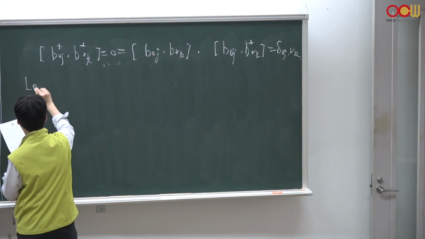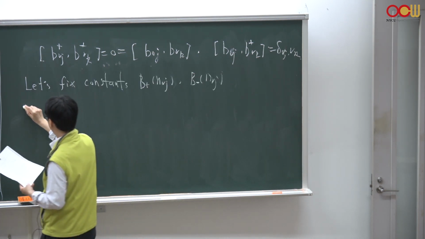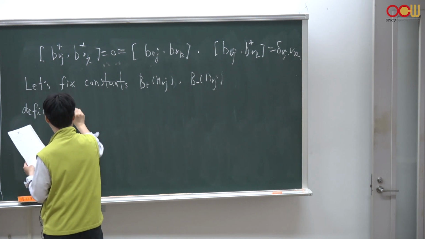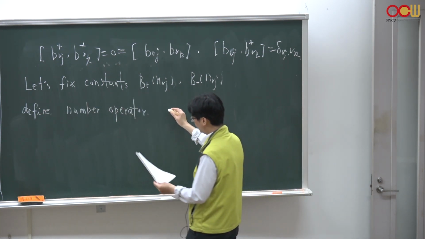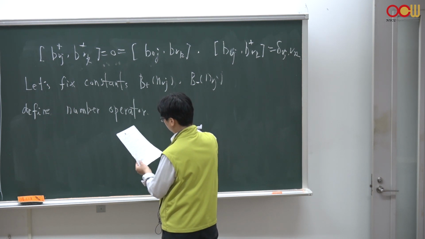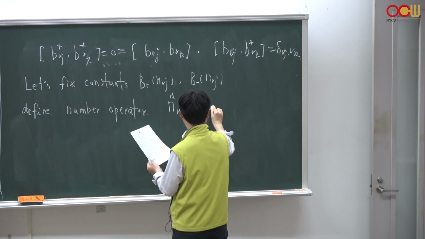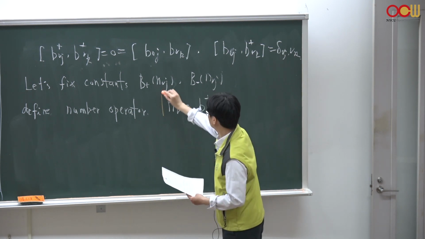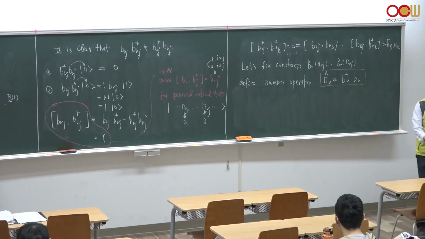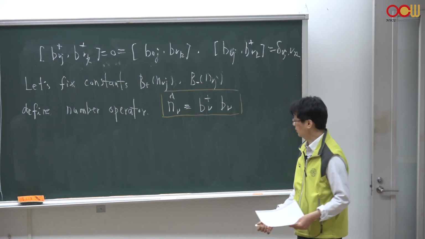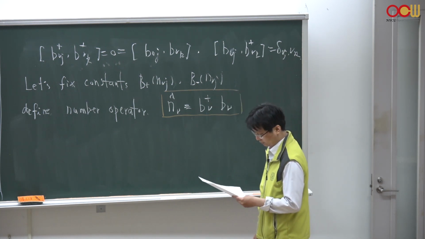So let's fix the constants b plus and b minus. And we define the number operator as we defined before for fermions. For bosons, the same, which is simply b dagger b, n nu, wearing a hat, b dagger nu, b nu. So this number operator allows us to extract the occupation number for a many boson system, if the boson stays in the quantum state nu.